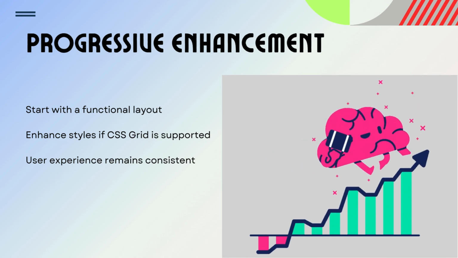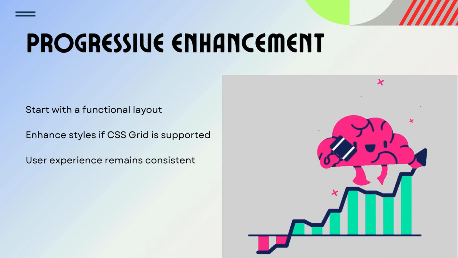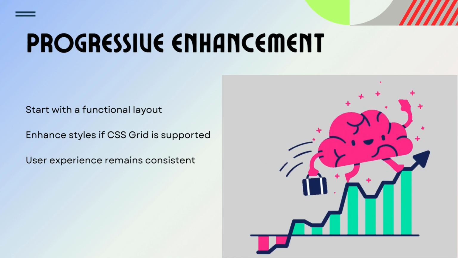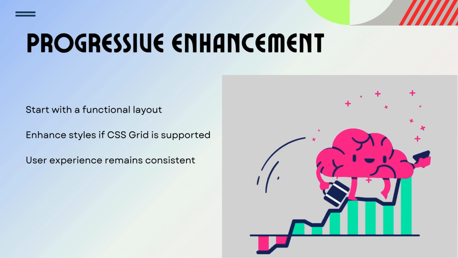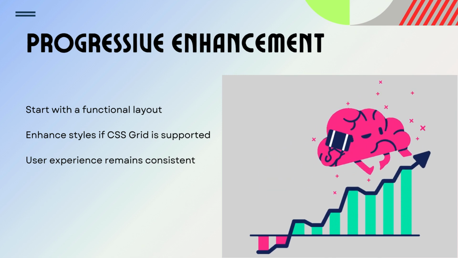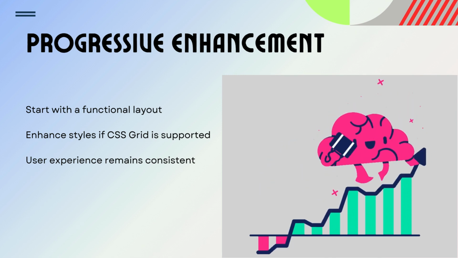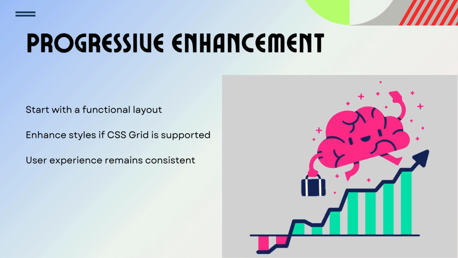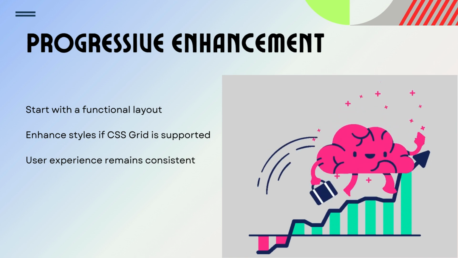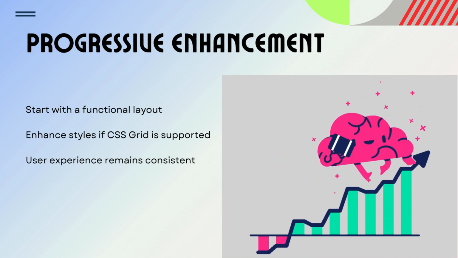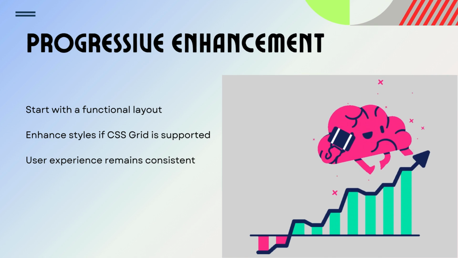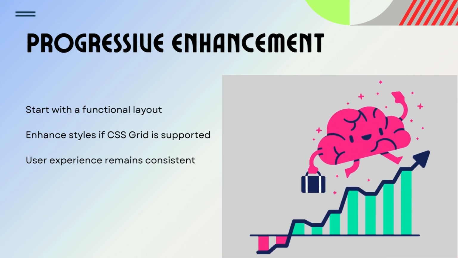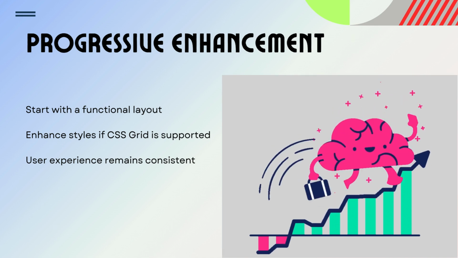Progressive enhancement is a strategy where you begin with a basic, functional design so that your site works on all browsers. Then, if the user's browser supports advanced features, you serve an enhanced layout with additional styling and functionality. That way, everyone gets a working version of the website, and those with modern browsers get the best experience possible.